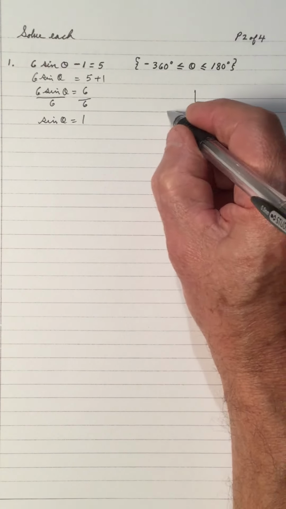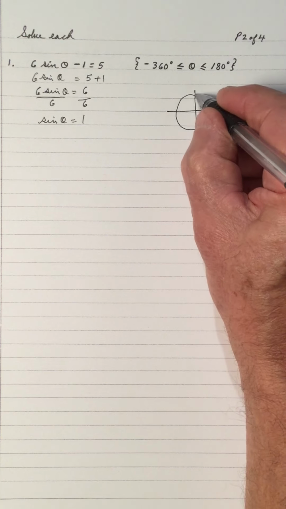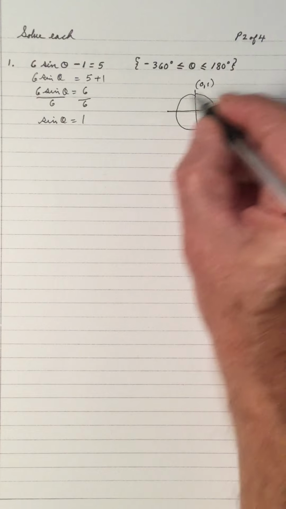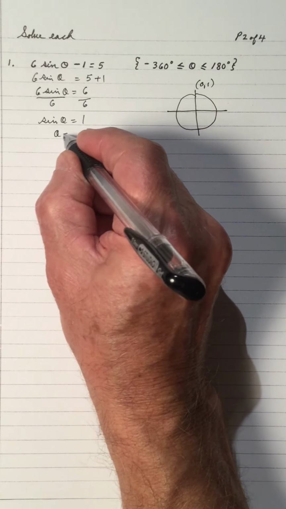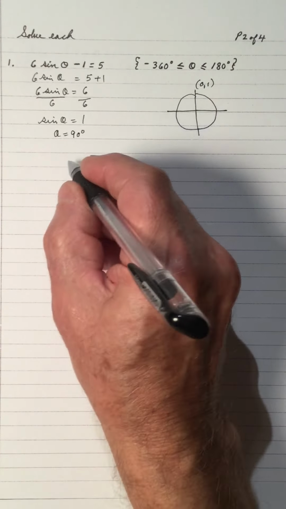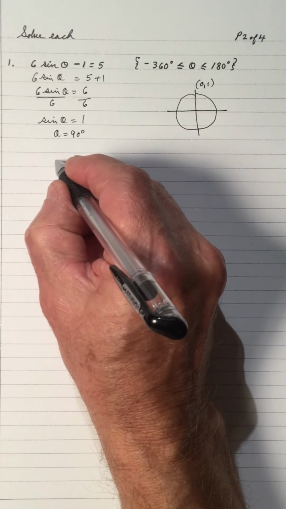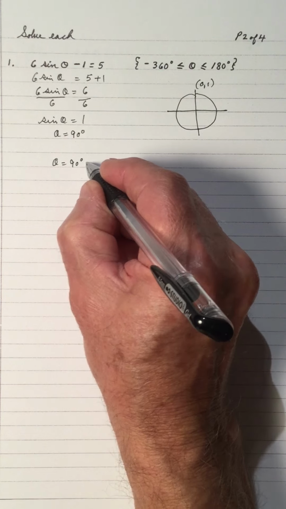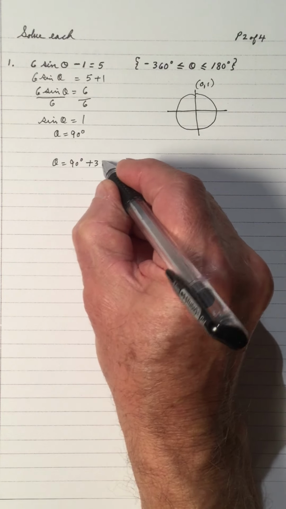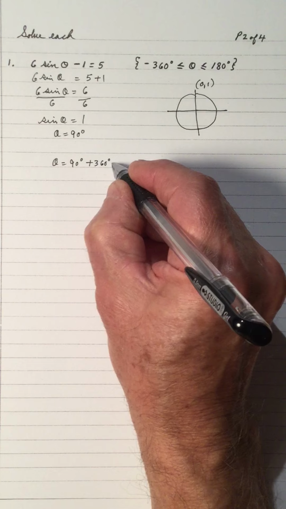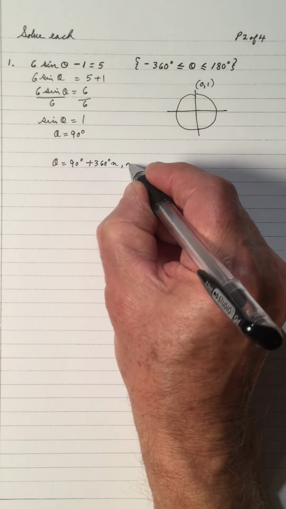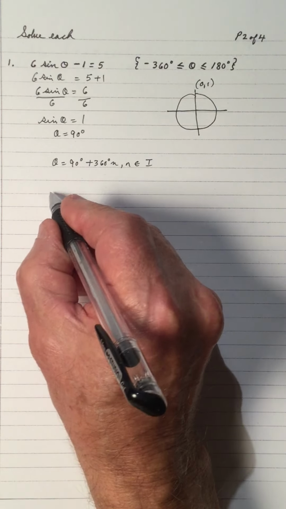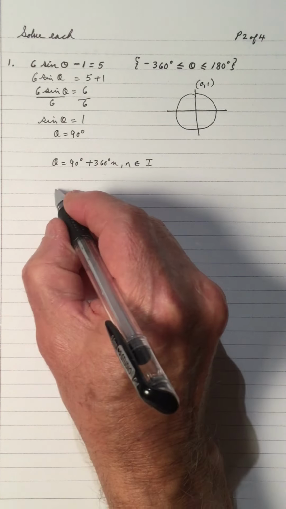And that happens to be on the unit circle, and sine is 1. Sine is the y, so this is the point (0, 1), so that means theta is equal to 90 degrees. Hence, theta is equal to 90 plus 360 degrees n, where n belongs to the integers, and that's all of them. So let's find the ones that fit in here.